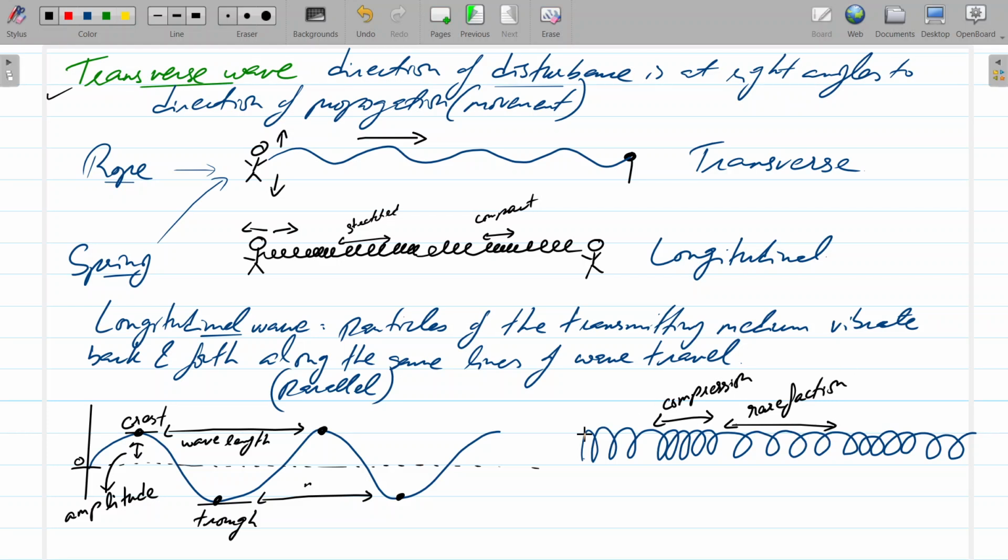Now, you don't have crests and troughs over here. So in this case, you don't have an amplitude to talk about, but you do have the distance between two compressions or two rarefactions, for example, either these or these, or these two, either of those two. The distance between those is the wavelength.